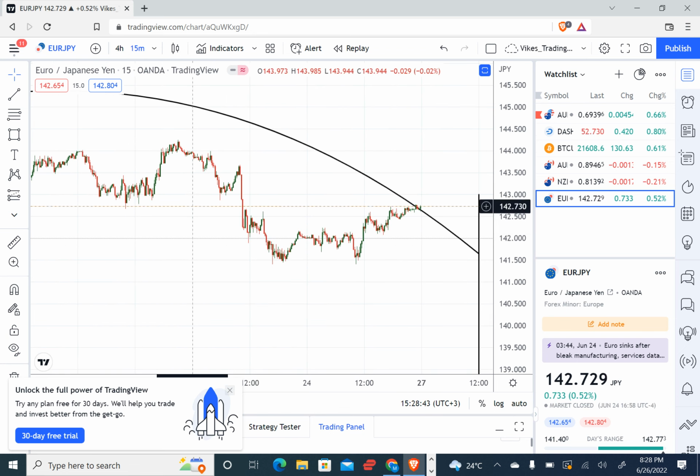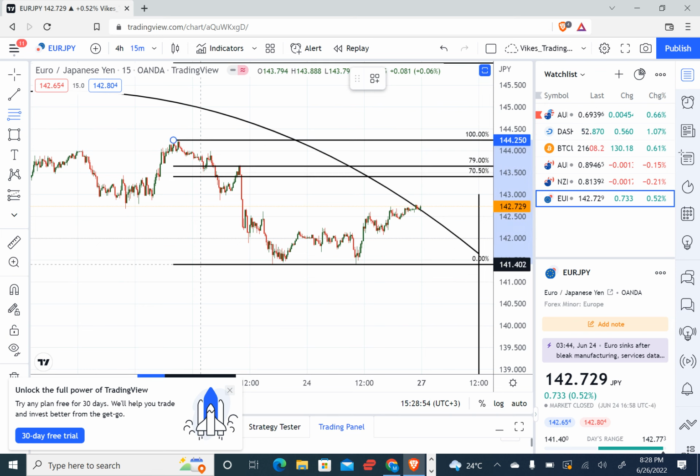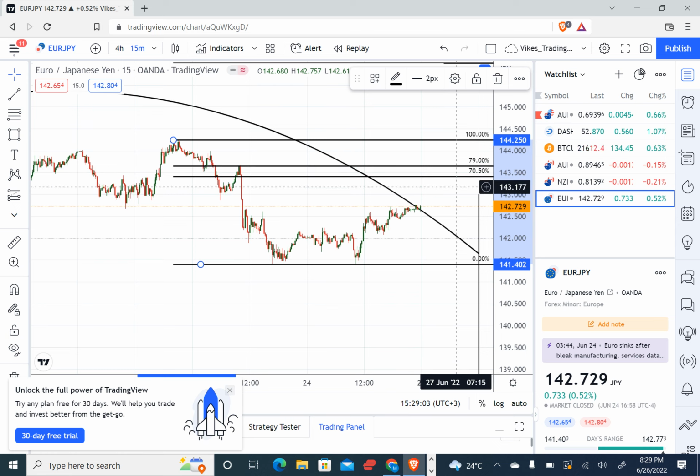Now we are looking at our OB. This was our swing high. This was the swing low. We come put our Fibonacci. Remember, in my Fibonacci I always use 70.5 and 79.00 to look at the OBs that are in my area of interest. That's where I do take my trades.